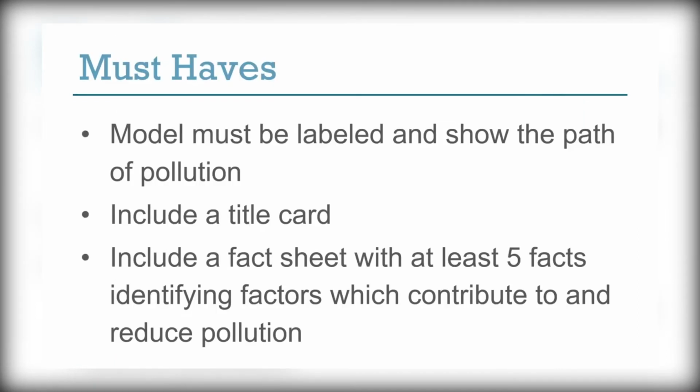The must-haves. You must create a model that has labels and shows the path of pollution. Remember, your model can be done with everyday materials from around your home, you can create it with the computer, but you must label it and it must show the path of pollution. You must also have a title card and include a fact sheet with 5 facts.